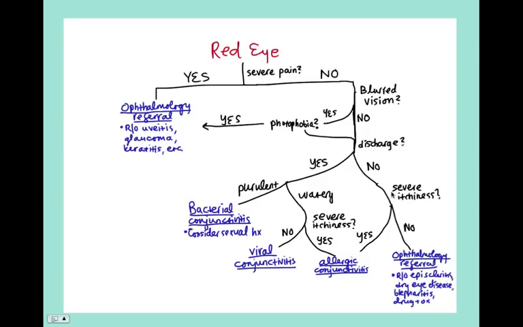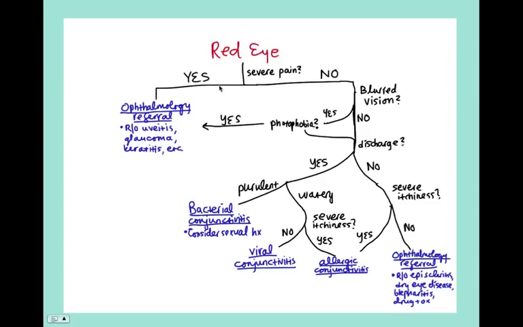If there is no discharge, then you can just ask them right away, is there severe itchiness? If yes, probably allergic conjunctivitis. If no, then we probably don't have a diagnosis of conjunctivitis here. Probably something like dry eye disease or blepharitis.